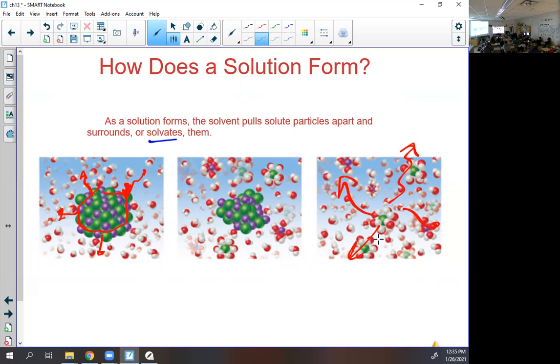Once it becomes all broken apart, just the kinetic energy of the system will cause it to disperse evenly, and then we call it a homogeneous solution. Yes. So like putting a solute in water, would that make the water more viscous?